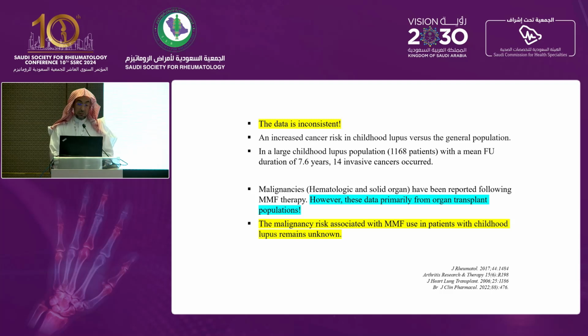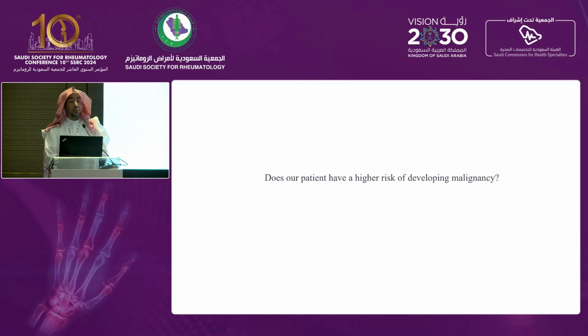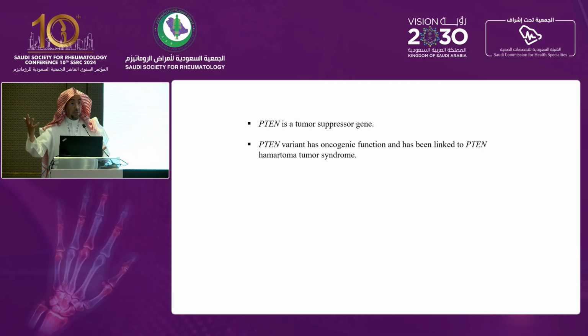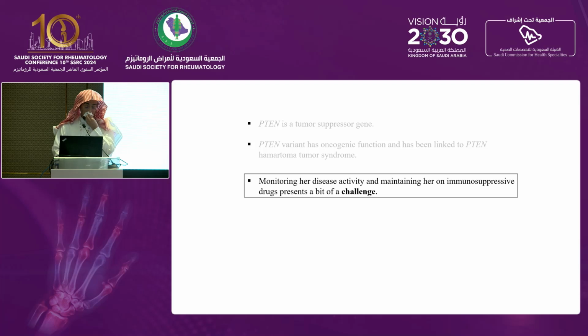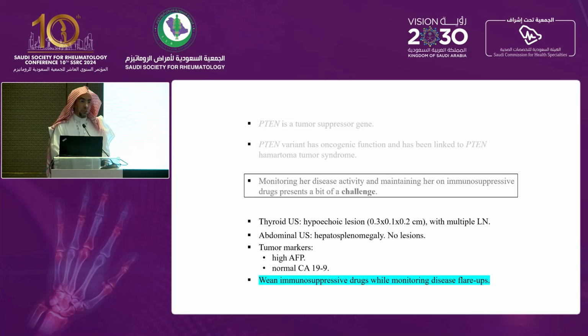Now, monitoring the disease activity and maintaining her on immunosuppressive drugs presents a bit of a challenge because she has risk, and also you are using immunosuppressive medications. So we are not sure, are we adding more risk for that patient? Because we are aware of that, we screened her, and thyroid ultrasound showed a hypoechoic lesion with multiple lymph nodes. So there is still suspicion. We tried to biopsy it, but the radiologist said it's tiny, we couldn't biopsy that lesion. So we have to just monitor.